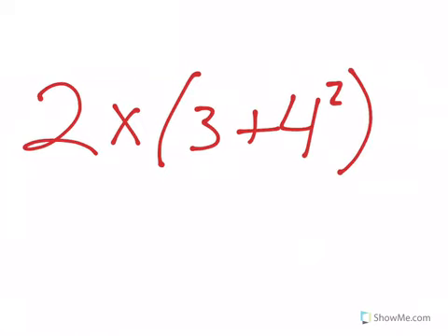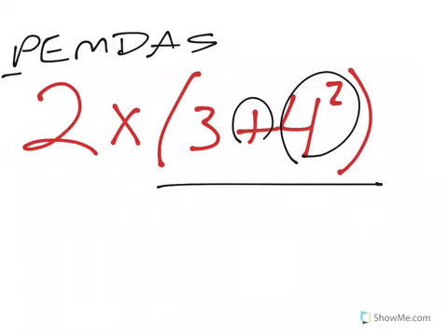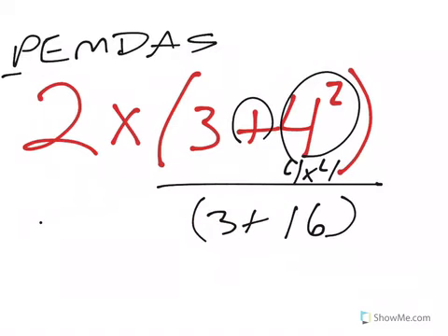Now, check it out. Same problem, but in this case, the exponent is inside the parentheses. So, how do we do that differently? What's different about it? Well, we start with the parentheses still, because of PEMDAS. So we're going to do what's inside the parentheses first. Now, once we go inside the parentheses, we have an exponent, and then we have an addition problem. So we're going to do the exponent first. So we end up with 4 squared, which is 4 times 4. That's 16. So we have 3 plus 16, which is still in parentheses. And we bring everything else down.